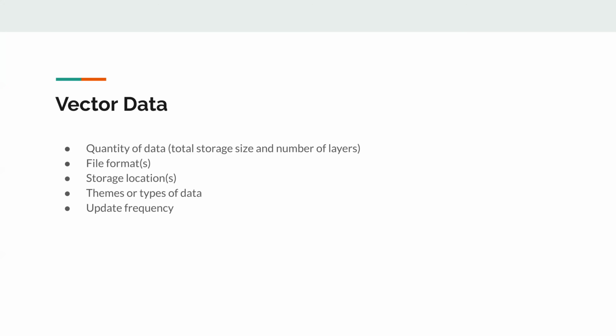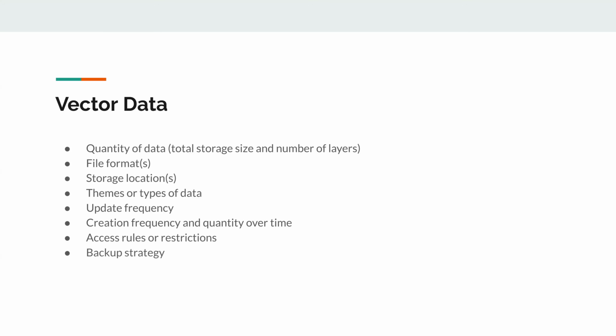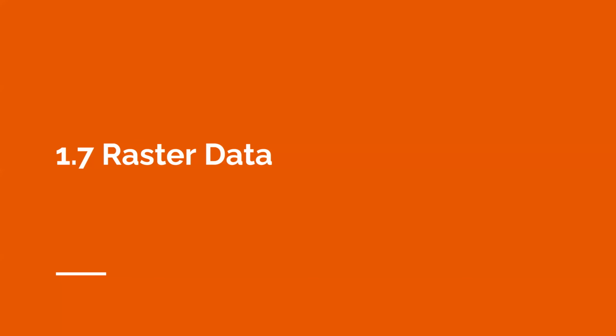What is the update frequency for data sets? What's the creation frequency for vector data, and how does that scale over time? Are you adding a lot of data every single month or two months? How does this work? Do you have any access rules or restrictions to the data? What's your backup strategy? Do you have a disaster recovery or a business continuity plan? We need to know all of this.